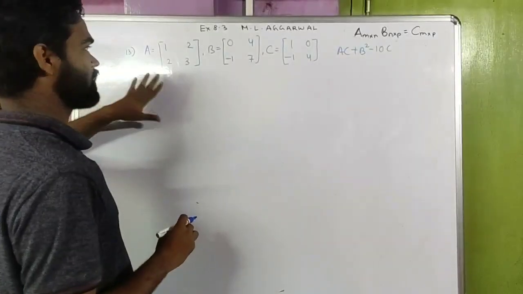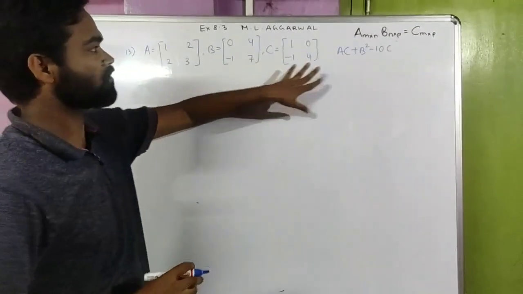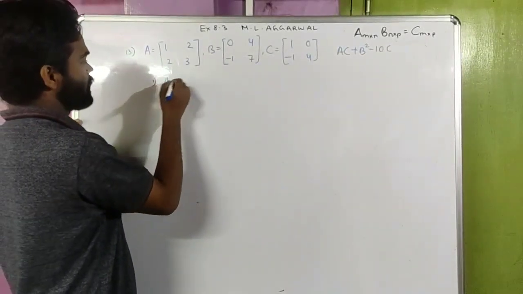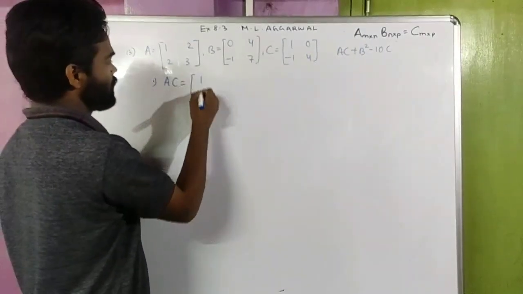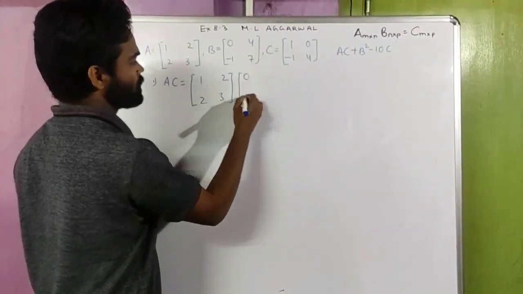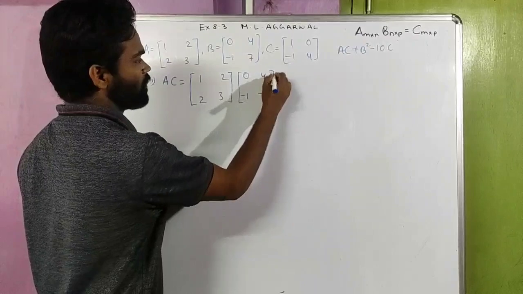Sum number 13. They have given A, they have given B, they have given C. They have asked for AC plus B square minus 10C. First, we'll find AC. Now, AC will be A multiplied by C. Now, we know how to multiply.